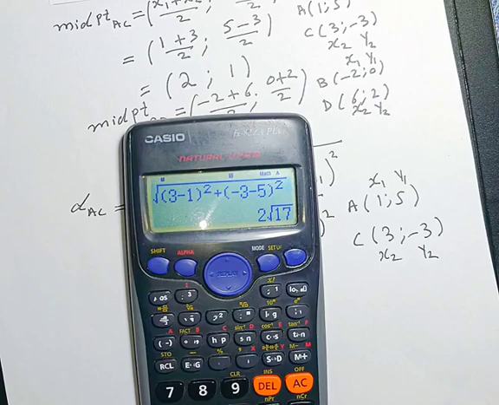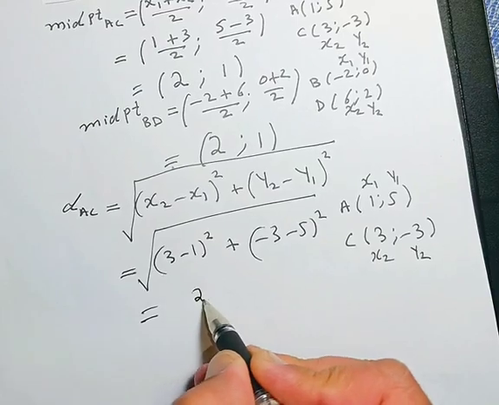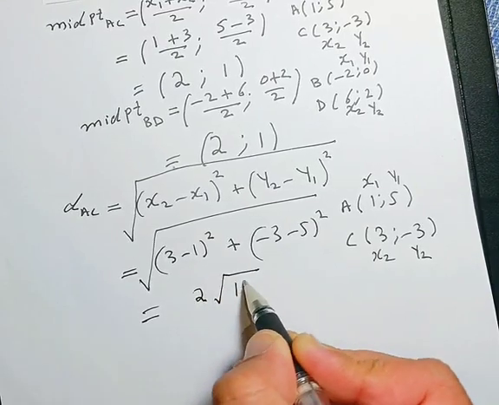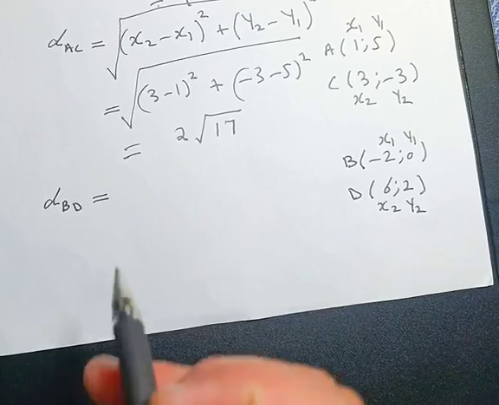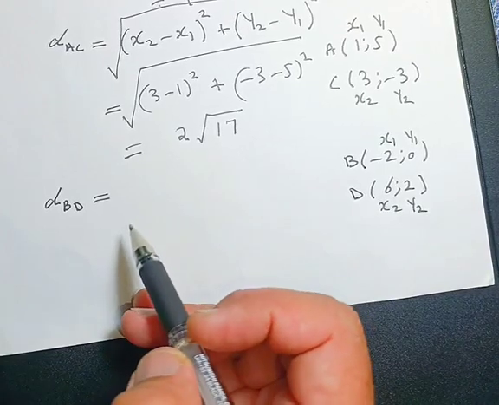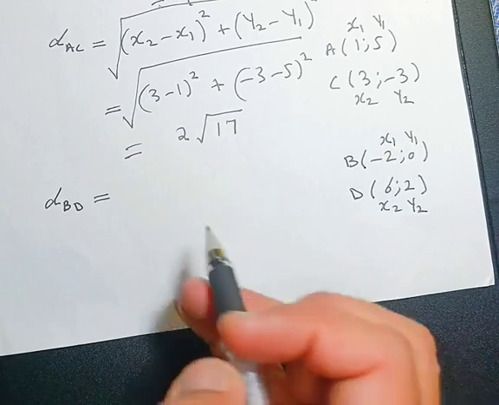So 2 times root 17. This is my answer, 2 root 17. So leave it in surd form. Now we need to take the distance of BD. So we're going to take the second diagonal distance BD.